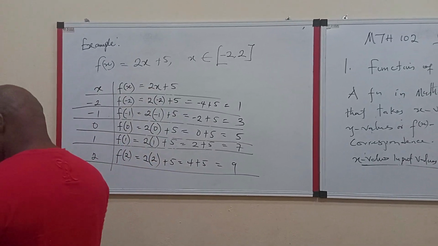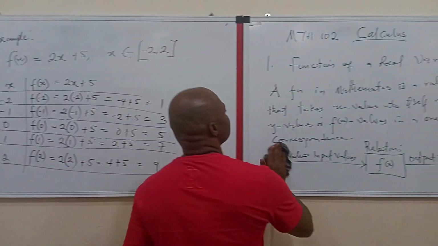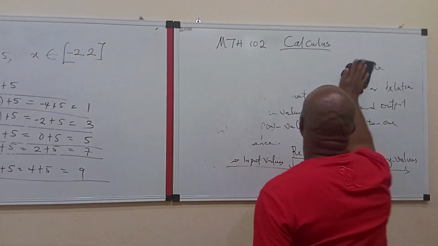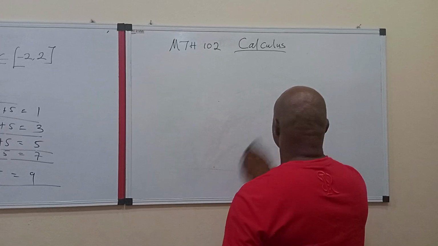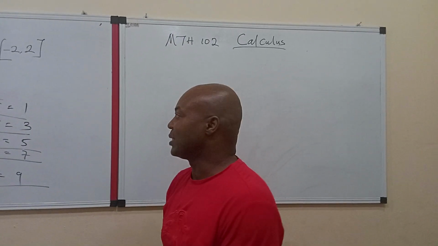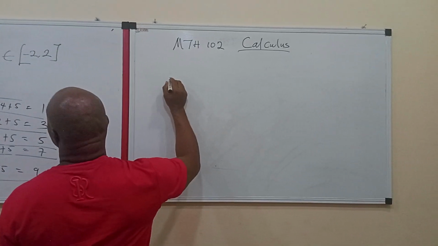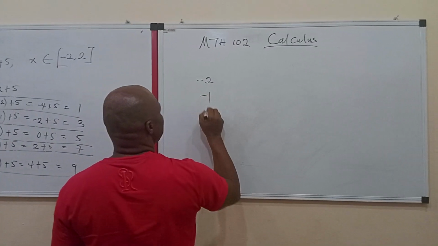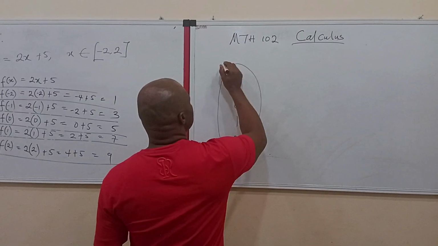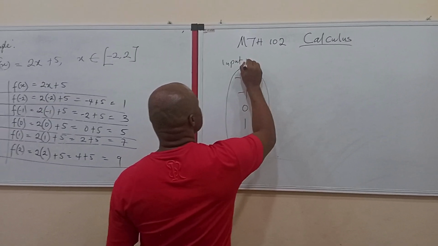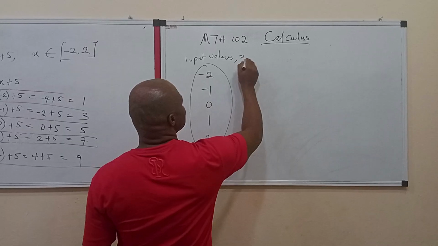Let me write it so that we really understand what I am trying to say. I have not finished writing, please don't be angry as I clean the board. Now, see what I am trying to say. These ones are what the machine takes in. So we have one as -2, one as -1, one as 0, one as 1, the other one as 2. And we call these input values, or sometimes we call them x values.